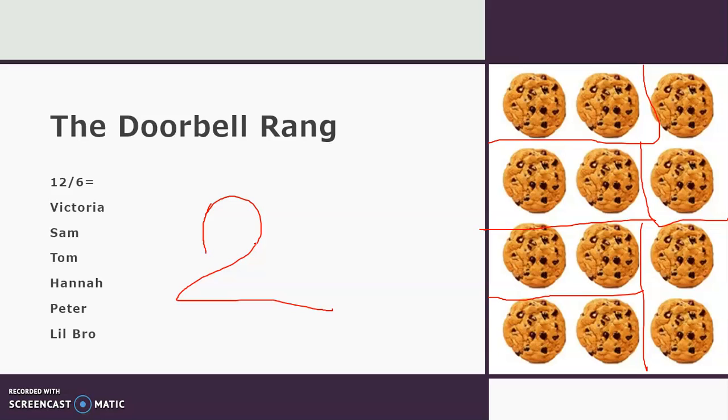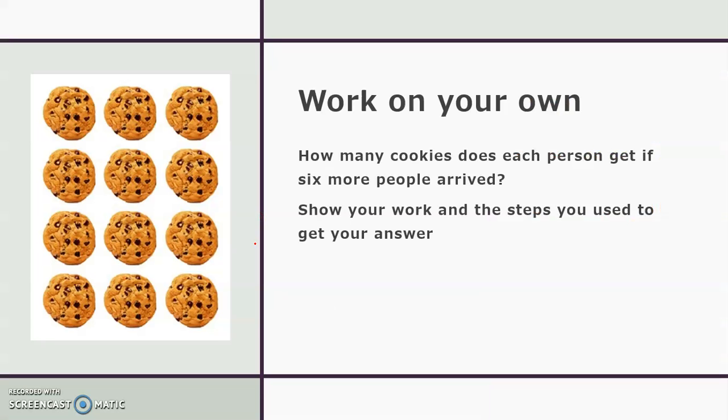But guess what? The doorbell rings again. How much more can they take? So now 6 more people arrived. So for your homework, I want you to tell me how many cookies each person gets if 6 more people arrive. I need you to show me your work and the steps you use to get your answer. We'll come back tomorrow and share everyone's answer.